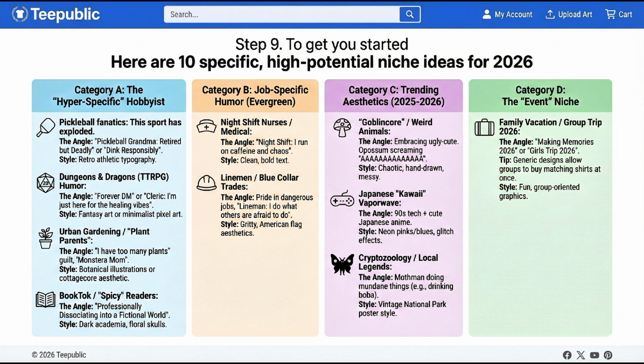And finally, our last category, the event niche. Number 10 is family vacations or group trips for 2026. Even though you can't customize individual names easily on Teepublic, generic Girls Trip 2026 designs are great because one group can buy 10 matching shirts at once. So, pick one of these sub-communities, get specific, and start creating.